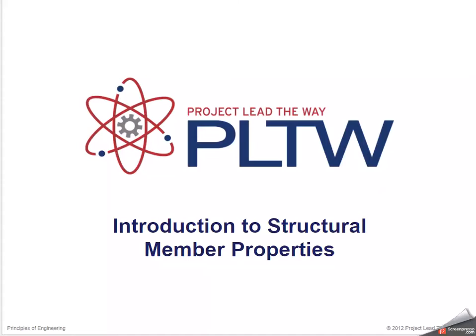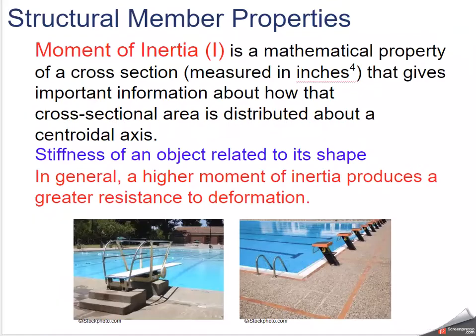Alright, so today we're going to look at the introduction to structural member properties. First one we're going to look at is the moment of inertia. It's a mathematical property of a cross-section measured in inches to the fourth that gives important information about how that cross-sectional area is distributed about the centroidal axis. What we're looking at is the stiffness of an object related to its shape.